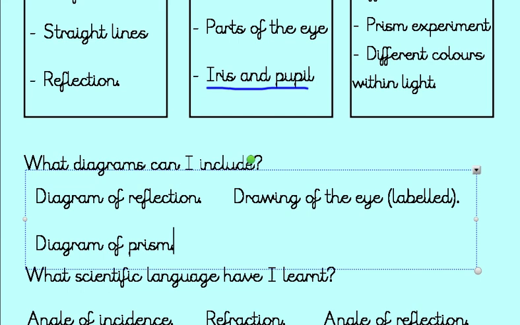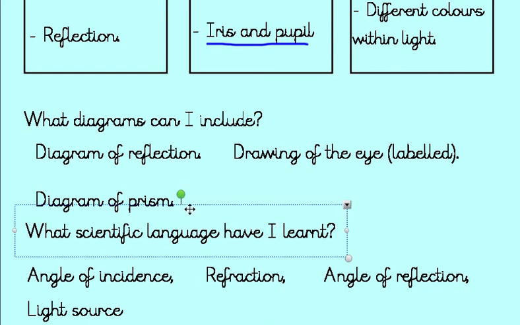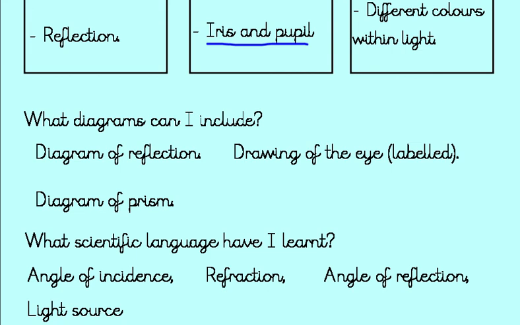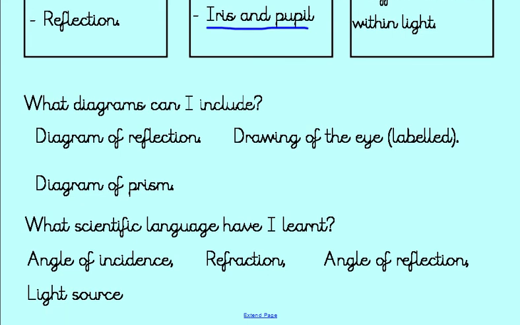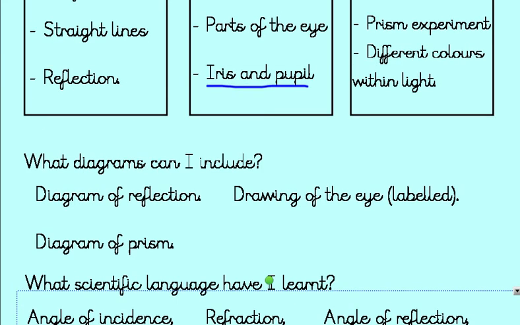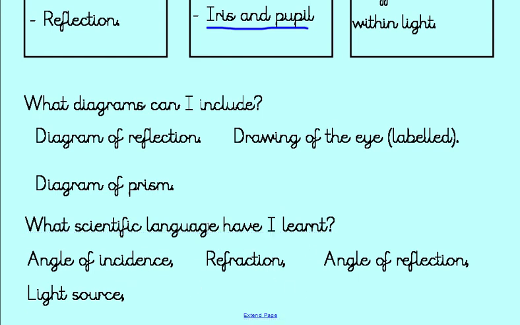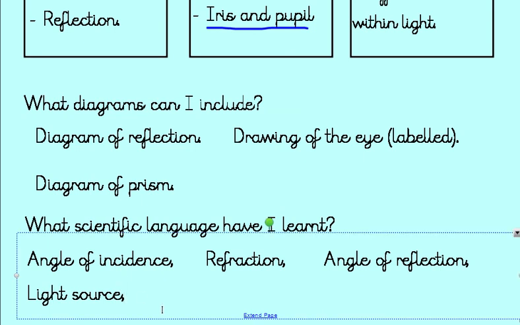And then finally, what scientific language have I learned, and how are we going to sound like experts? And this is quite an important one. So here I've got angle of incidence, refraction, angle of reflection, light source, because obviously we have different light sources, so light comes from different places. And that's something we're definitely going to want to include in our reports, because actually the scientific language is really important. And you might have more than me, so we might have even more words.